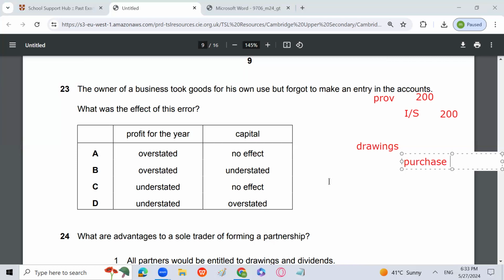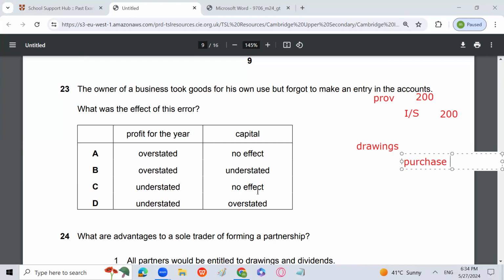Purchases will be higher, and cost of sales will be higher, and profit will be understated. Now profit is short by that amount, and we have also not subtracted that amount of drawings from capital. So capital will increase by that amount. Profit is understated and capital is increased by that amount. So overall, there will be no effect.